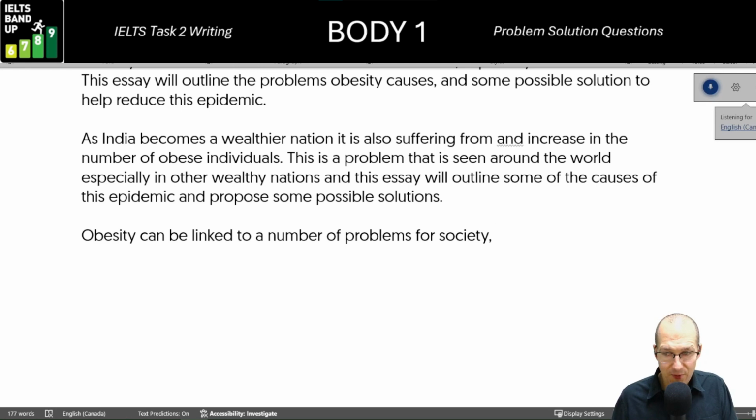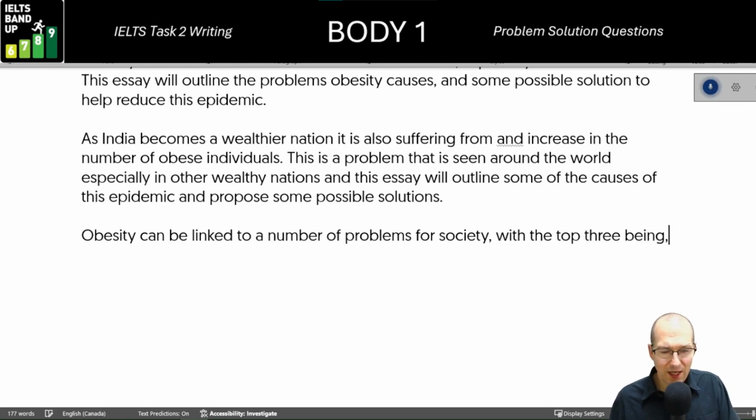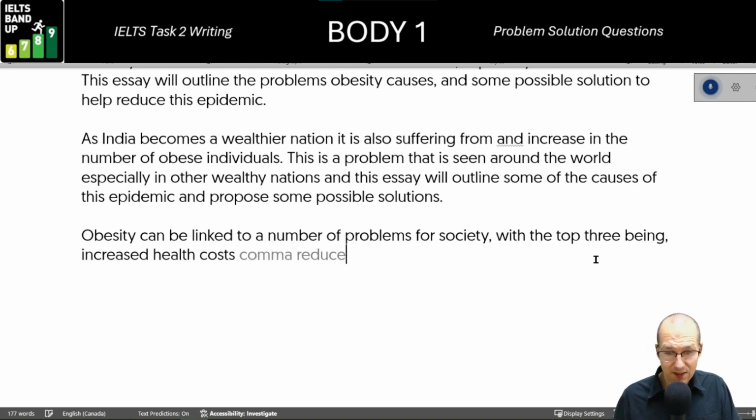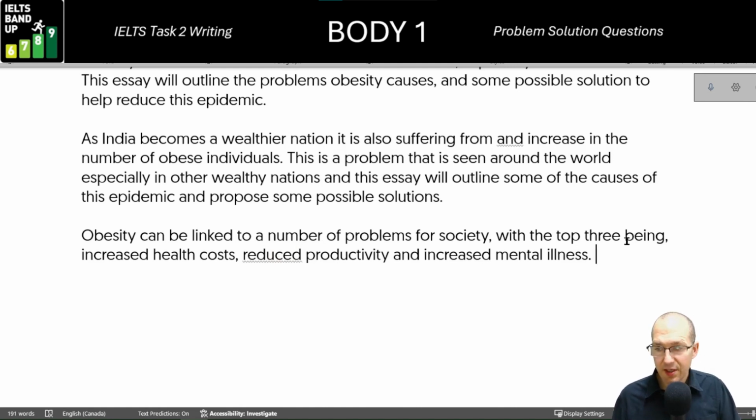With the top 3 being increased health costs, reduced productivity, and increased mental illness. Now your topic sentence is perfect because the reader knows you are going to mention these 3 things in your body. It shows you're planned.